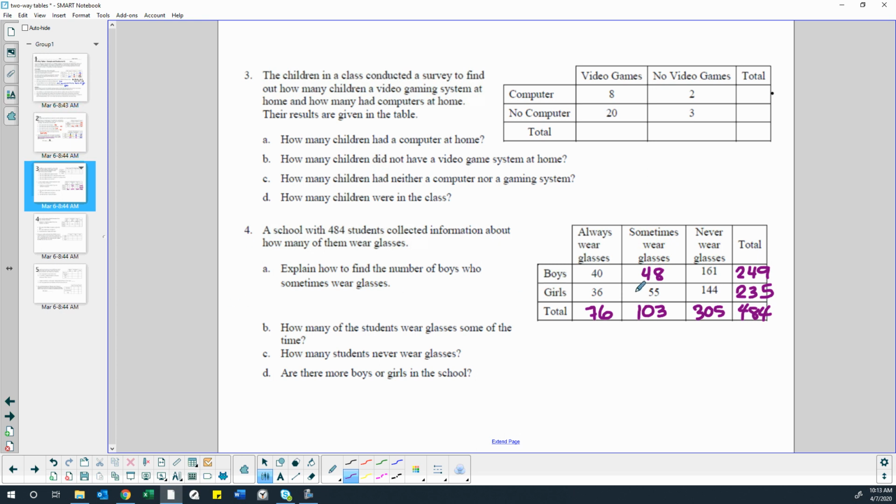Number of boys who sometimes wear glasses is right here. How many students wear glasses some of the time? So that would be this number here, because it doesn't matter whether boys or girls. How many of the students never wear glasses, so total number that never wear glasses. Are there more boys or girls in the school? So these two numbers represent the total numbers regardless of glasses. So you can go ahead and answer those questions.